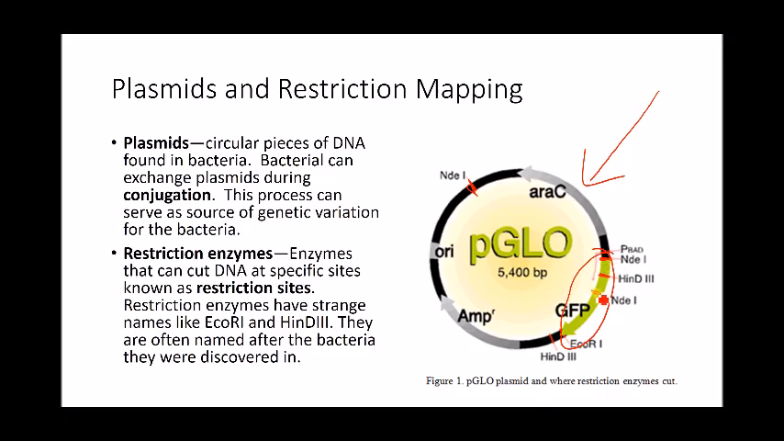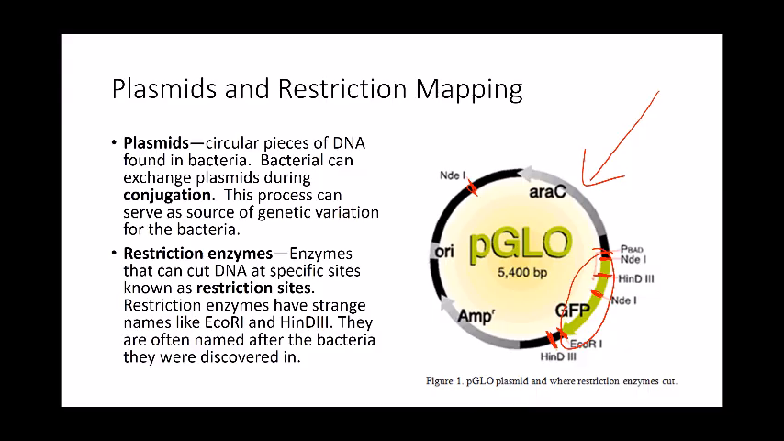So at each one of these, if for example P-glow was treated with the enzyme EcoR1, the plasmid would be cut at this restriction site. If it was cut with the enzyme Hind3, it would be cut here and here, and so on.